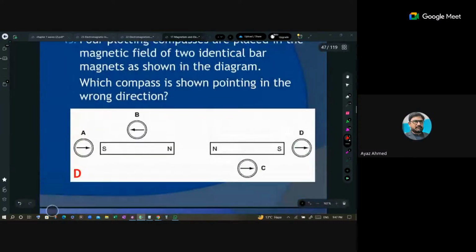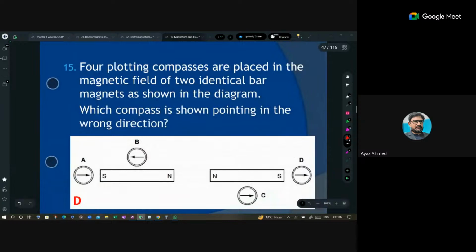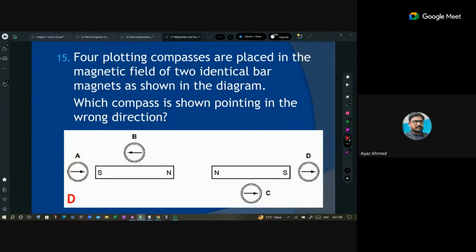Again, this is a very good question. Option D is correct for that, but let's explain it together. Four plotting compasses are placed in a magnetic field of two identical bar magnets as shown in the diagram. Which compass is shown pointing in the wrong direction? Wrong direction. So magnetic field lines go this way, they are over here, and the magnetic field lines at D go this way. Got it?